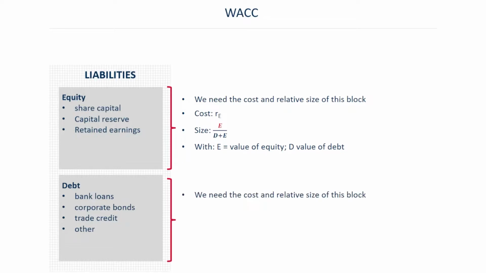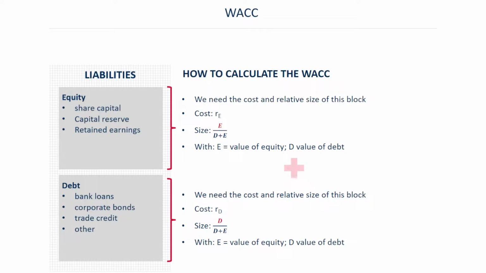Now we do exactly the same thing here. We need the cost and relative size also of this block. The cost of this block is called RD, the return on debt, which could be a coupon for a bond, which could be the interest rate on a bank loan. So we have cost RD here. Relative size, D divided by total capital. So it looks similar to the fraction we have above. The only thing that is different, in the denominator we now have D, the total value of debt, so the same abbreviations apply here.